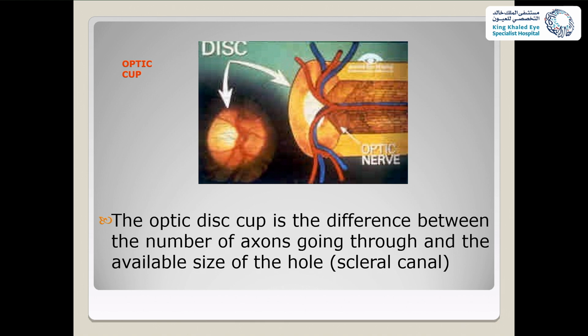The optic disc cup is the difference between the number of axons going through and the available size of the hole. That is, the cup is the area that is empty, including the intracanalicular optic nerve. This is the cupping area.